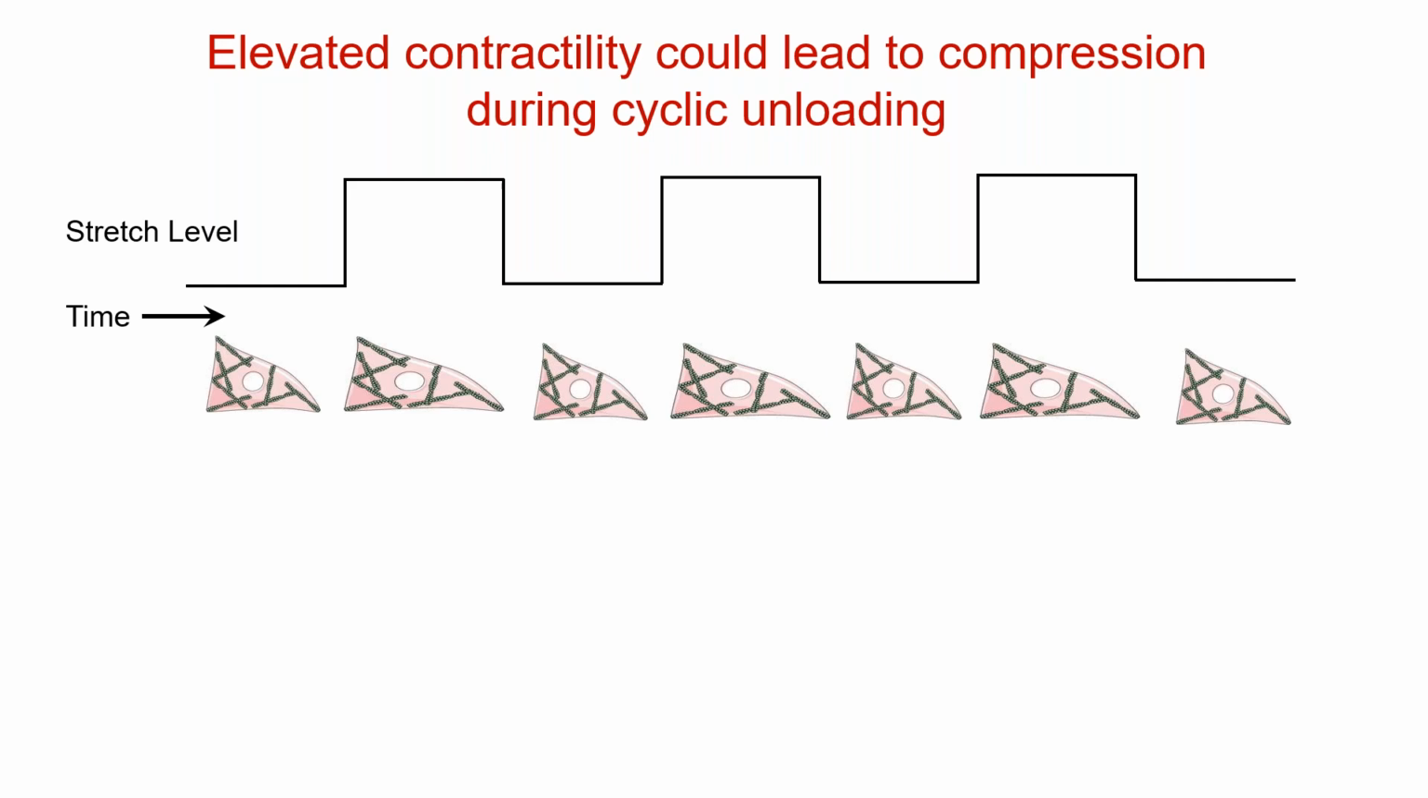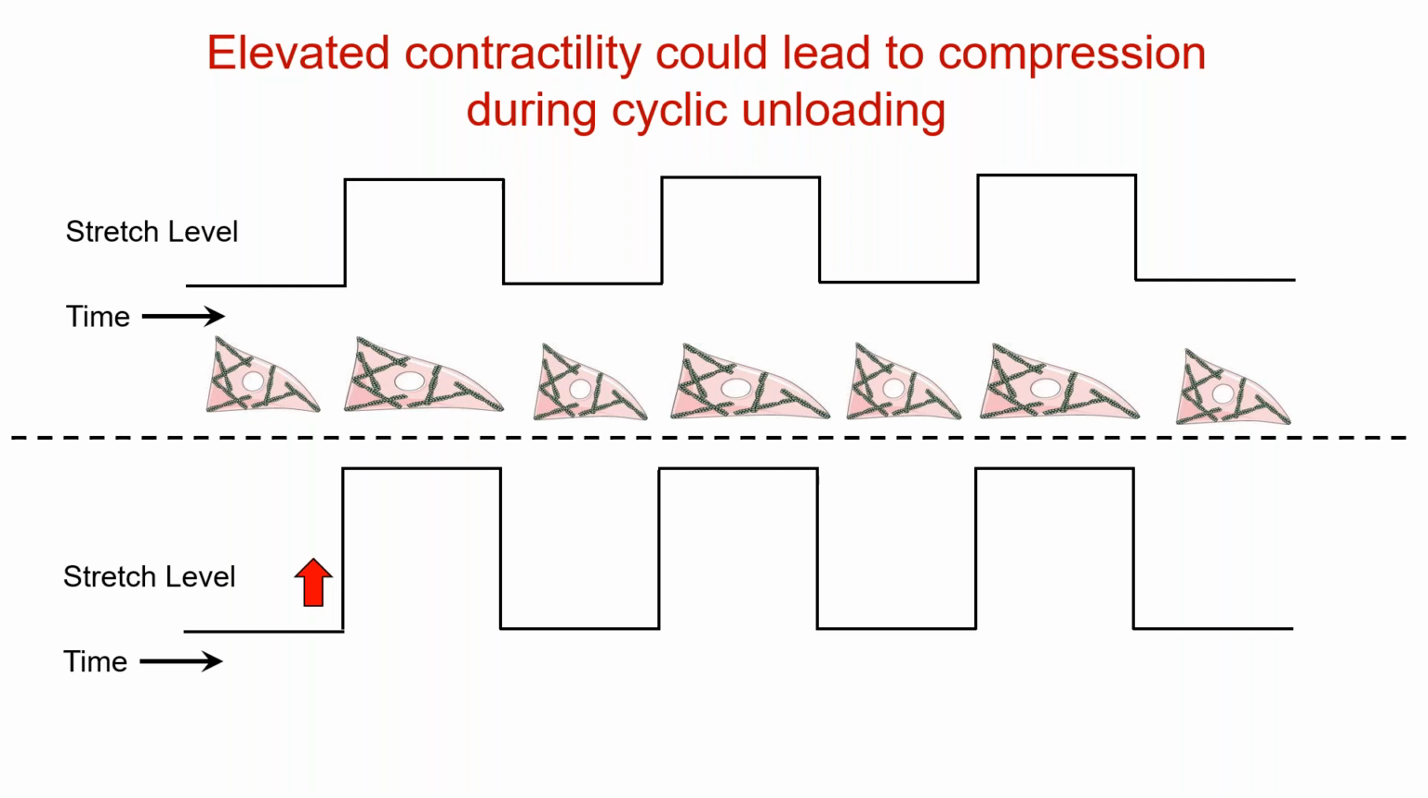What we see is that if we apply cyclic stretch to cells, we'll stretch a cell and then it will go back to its resting point, and then stretch a cell and go back to its resting point. This is after the cell has been sitting and being cultured in a static environment for a while. The cell seems to respond to this, and I forgot to mention this earlier with our actin, we see increased actin stress fibers in our stretched cells. And what we think the cell might be doing is, once it gets stretched, for a little bit it wants to counteract that stretch, counteract the increased deformation by increasing stress fibers, an element that can help it resist the increased stretch.